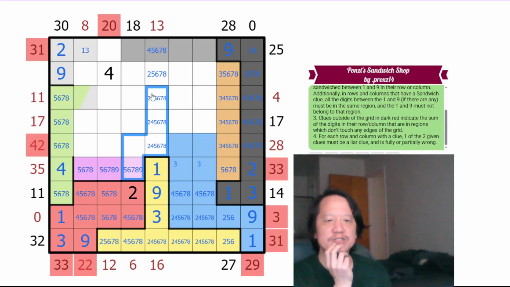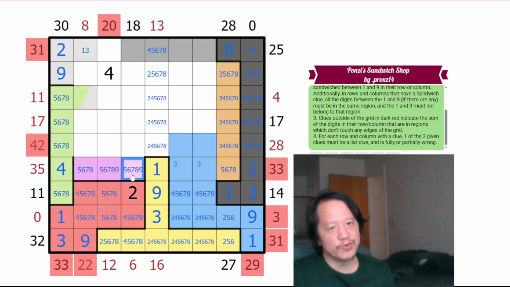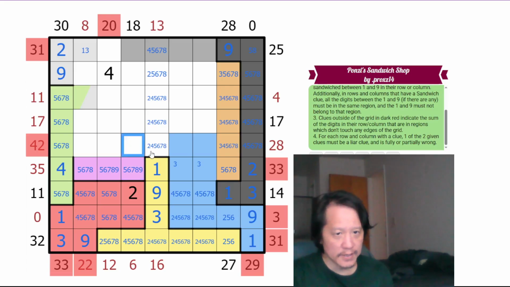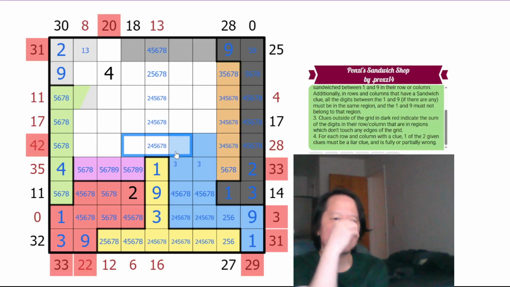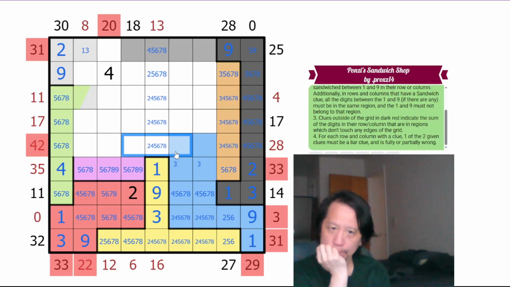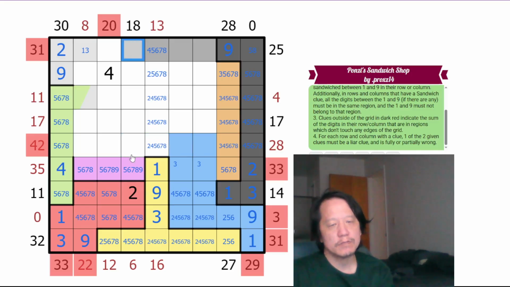So what happens if we have 6? If we have 6, it has to be 2 digits. And it must be 5 and 1. And then it has to go this route. There's either 13 or 16. This can't be 1 or 9. Ooh.